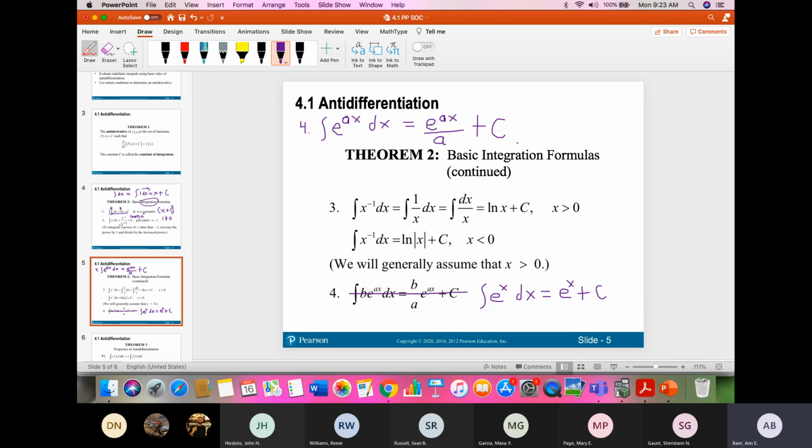So let's look at this. If I write this, let's make sure we're all on the same page. If I write this, f of x equals e to the ax.